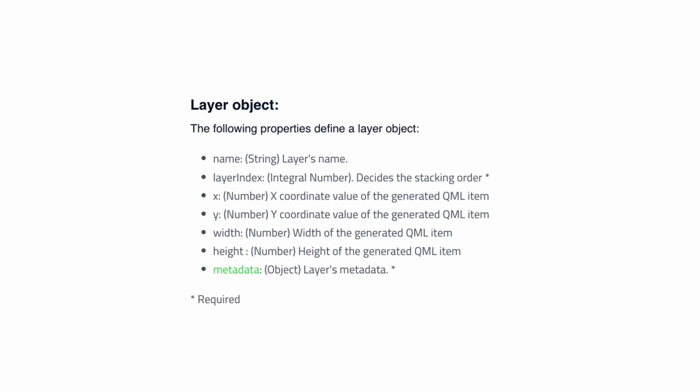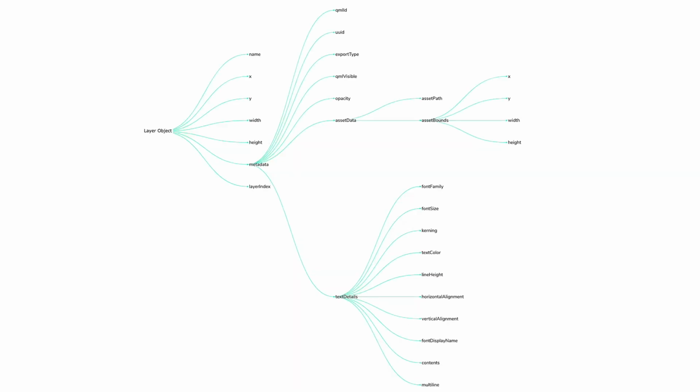Then you have X, Y, width, height. And these are the properties just to position the item. And the very important property is the metadata. The metadata has all the QML stuff inside it. So extra information about this layer object. So let's go through this metadata object. So this is also a pictorial representation of how this layer object will look.